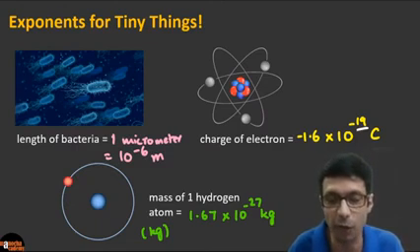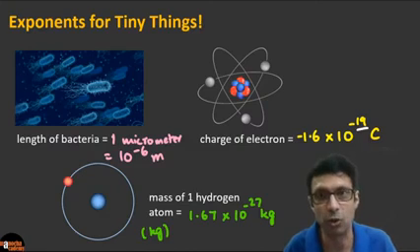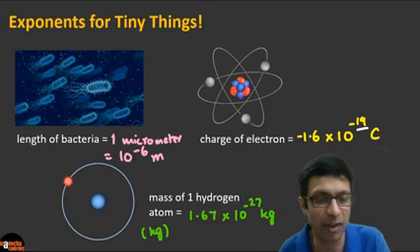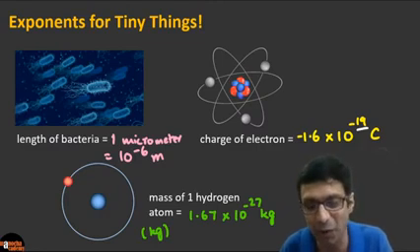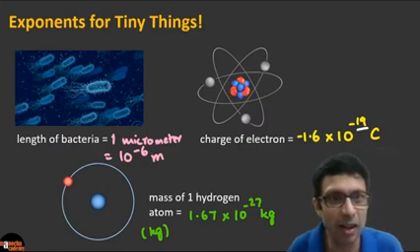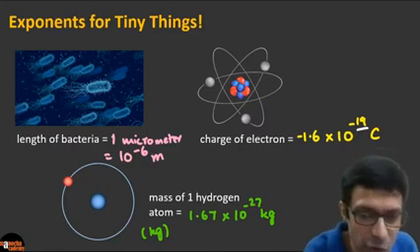Okay, guys? A lot of times students have this confusion. So length of bacteria is 0.000001 meter, right? Okay, but I'm not sure I told the number of zeros right. So we'll write it as 10 to the power minus 6. All right? Excellent, excellent. Superb, guys.